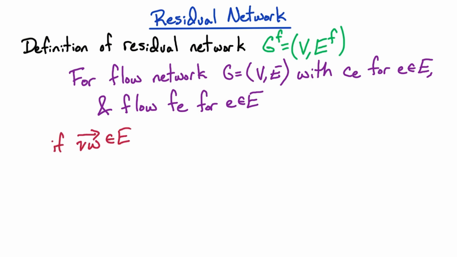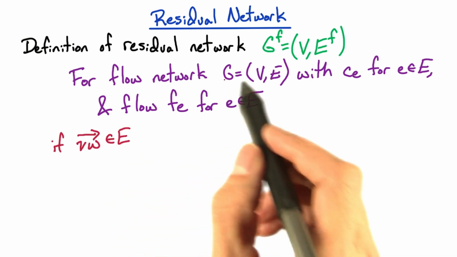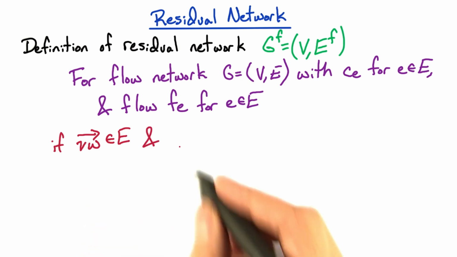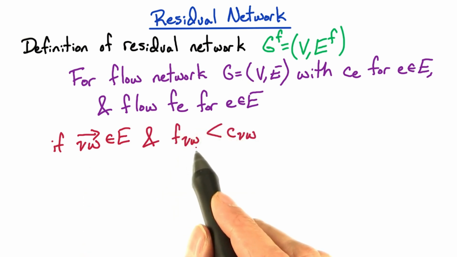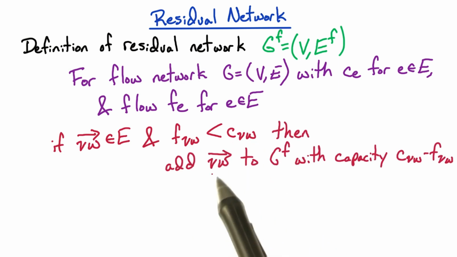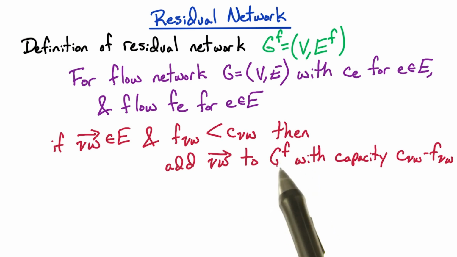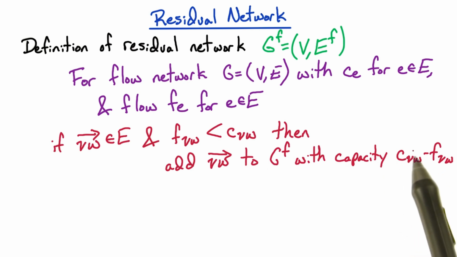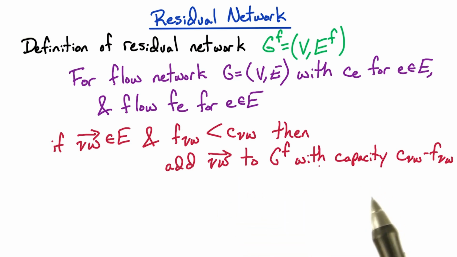Well, if there's an edge from V to W in the original flow network, and this edge has some available capacity, so the flow along this edge is strictly smaller than its capacity, then we add this same edge to the residual network, where the capacity in this residual network is the available capacity. So it's the total capacity minus the current flow. These are in some sense the forward edges. These are the original type of edges we considered when we talked about the available capacity network.